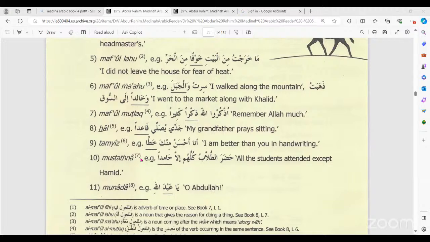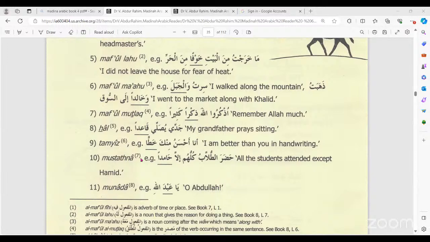Okay. Number 6. Maf'ul ma'ahu. So this is the maf'ul with it. The first one, maf'ul lahu, explains the reason why the verb took place. Now this one is something else. I'll explain in a minute. Bismillah. Let's read it first. Okay.